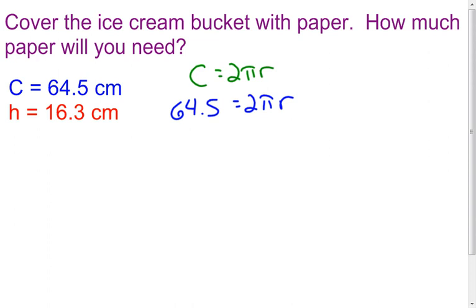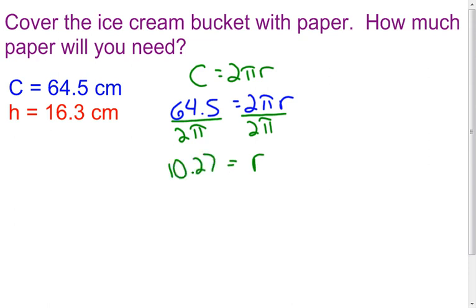Then I need to solve my equation to figure out what the radius is equal to. So what I will do is divide both sides by 2 pi. When I do that, I find out that the radius is equal to 10.27.